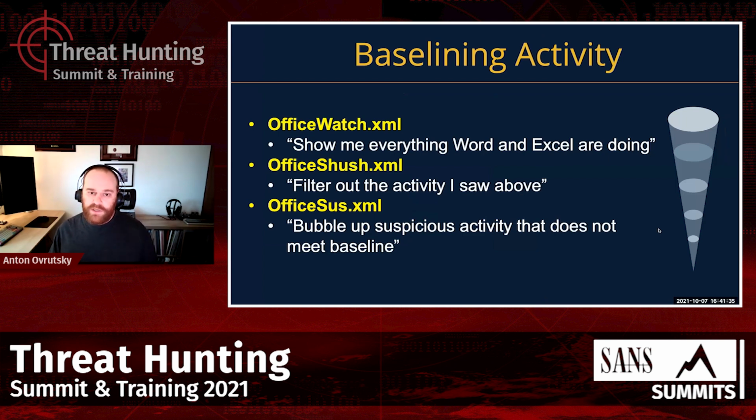So as part of this talk, I'm releasing 3 different Sysmon configurations. The first one is Office Watch, which basically says, show me everything that Word and Excel are doing. Office Shush then takes the activity from Office Watch and filters it out. So please note here that Office Shush is not 100% shush. It gets you about 70 to 80% of the way there in terms of noise reduction. And then Office Sus, the third configuration file, only contains the activity that we deem abnormal or outright malicious, or at the very least, that's worth looking at. And as another reminder, all these configuration files will be on that GitHub link as soon as I make it public.